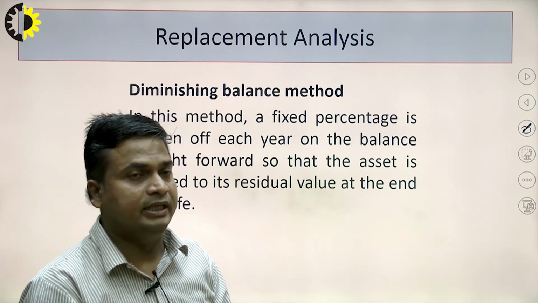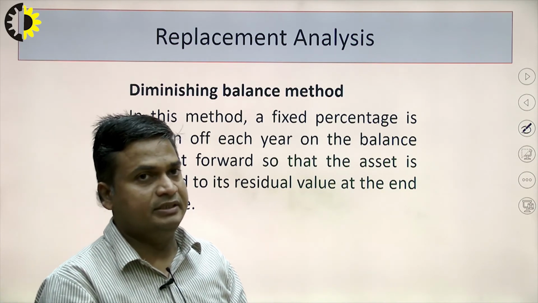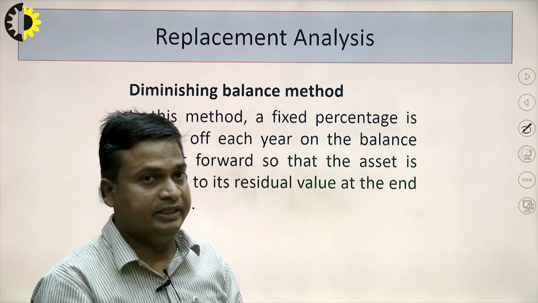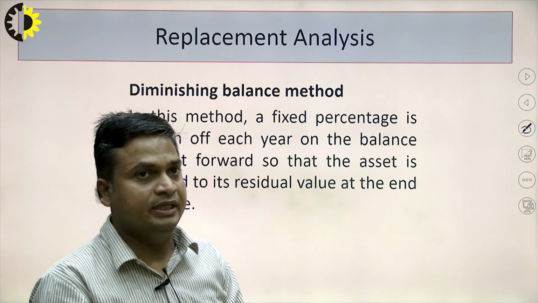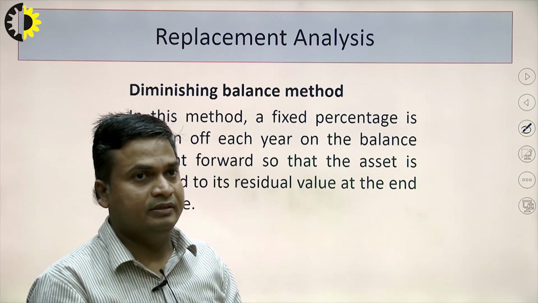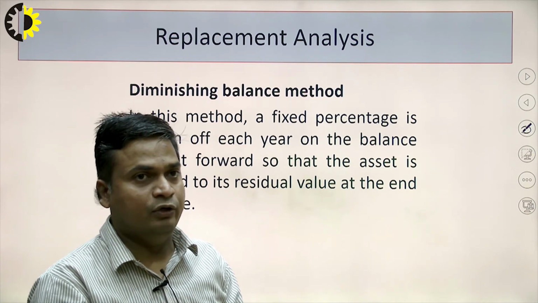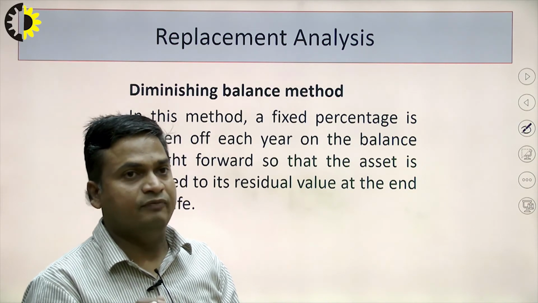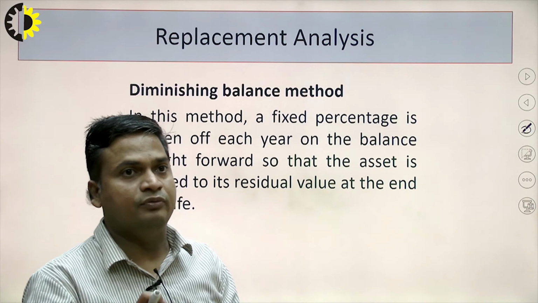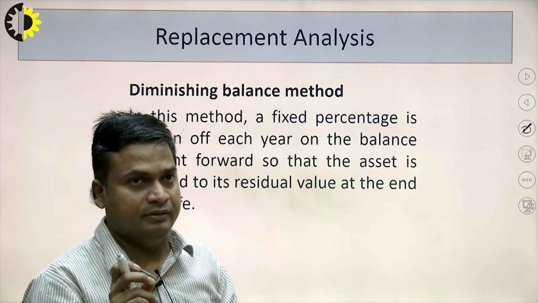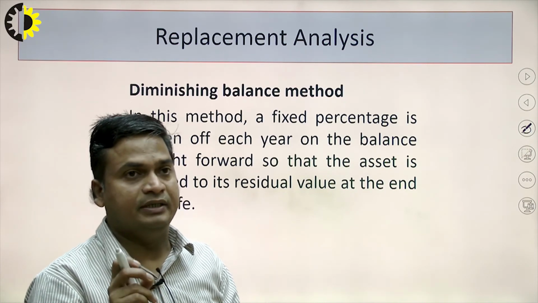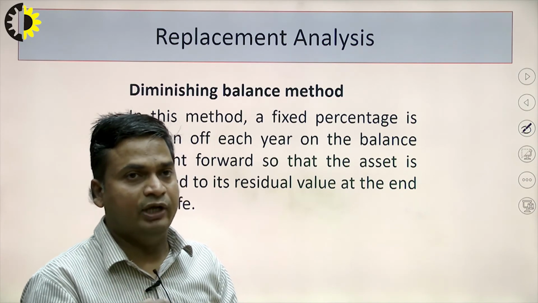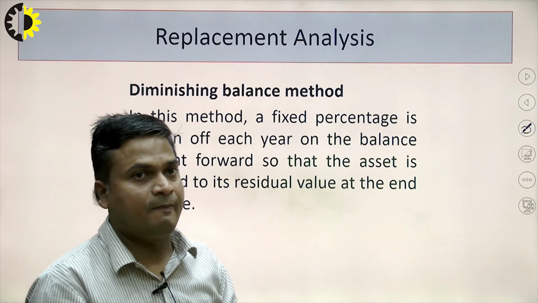It means that in the last method, the depreciation rate was the same in every year, but in this case a fixed percentage of depreciation will decrease the value of the machine, and in the second year that reduced value is considered, and from that value again we deduct the fixed percentage, so that in each year the value of the machine is decreasing.